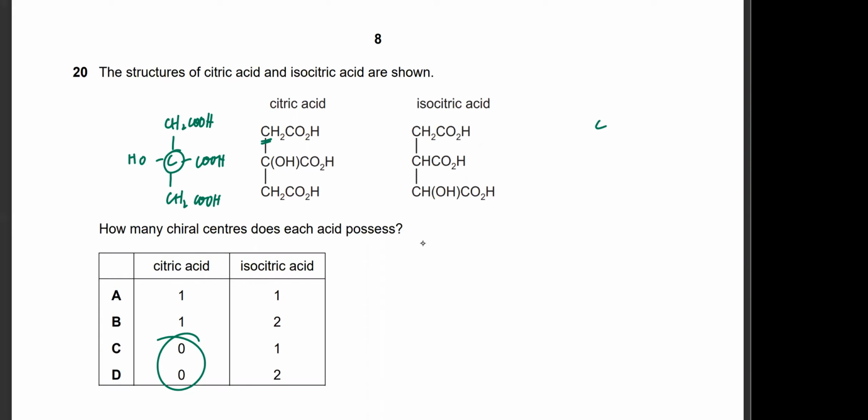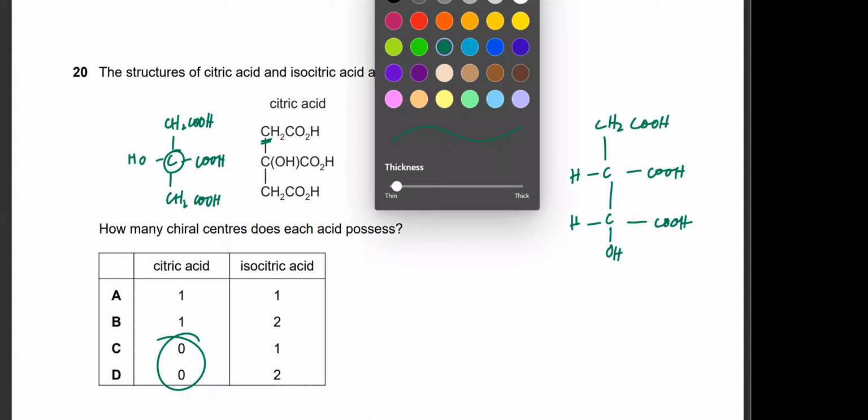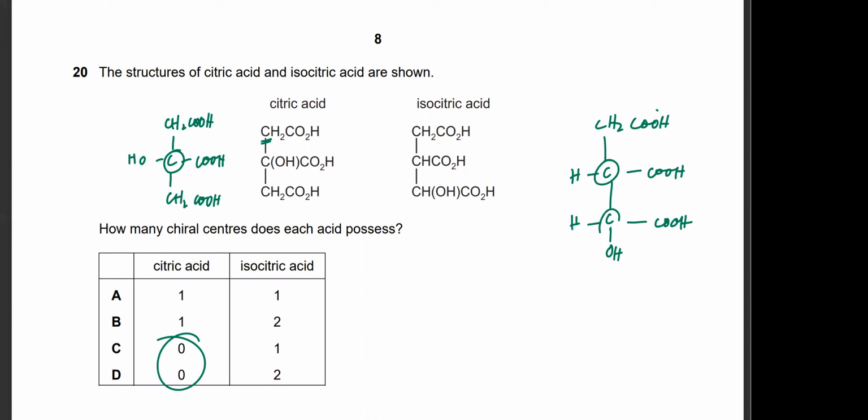What about this one? If I draw this, the CH2 is definitely not chiral, and carboxylic acid is definitely not chiral. You've got CH, COOH, and then CH with an OH, and again there is COOH. Now you've got two chiral centers. Each of these has four different groups attached. So it's going to be D. Is this clear?